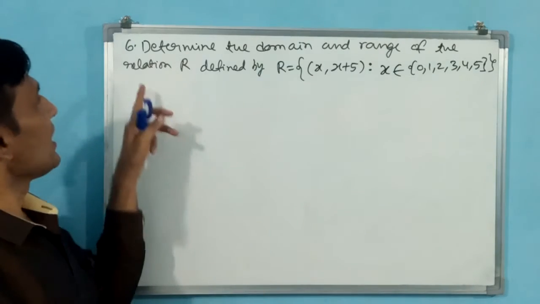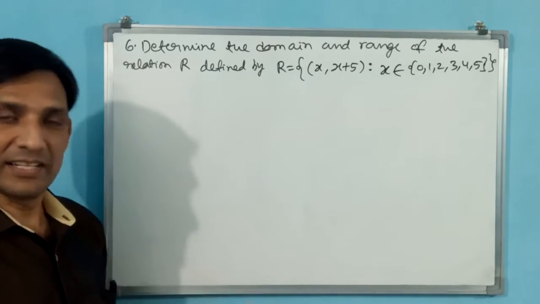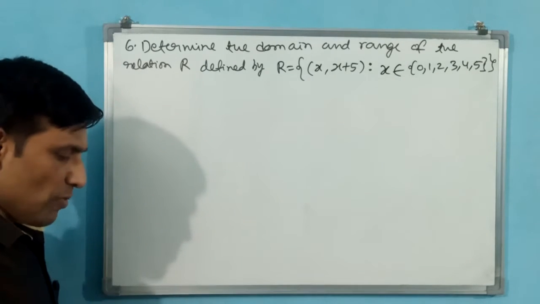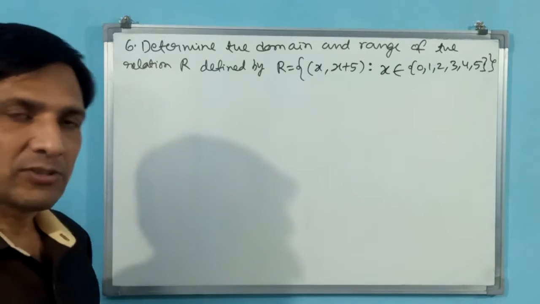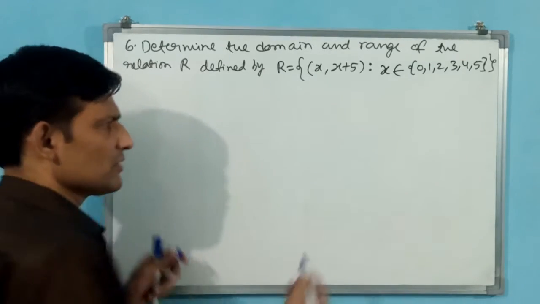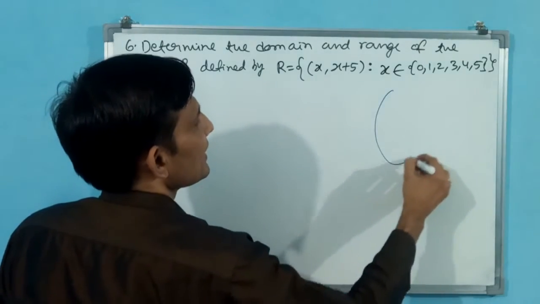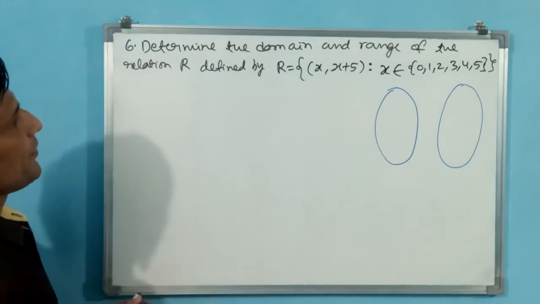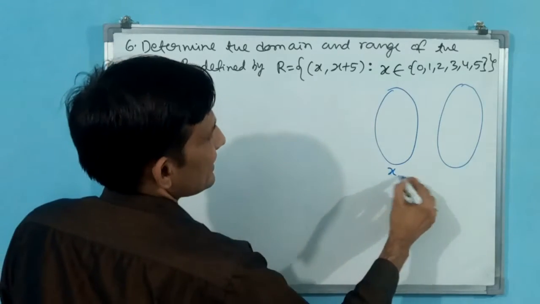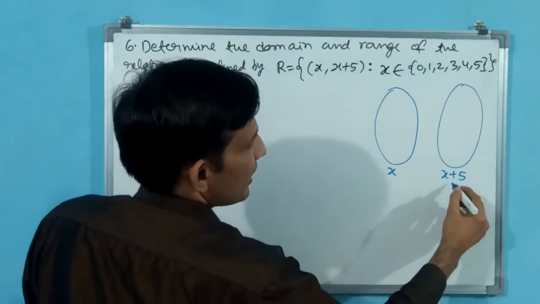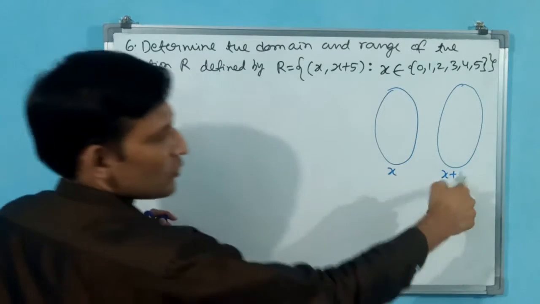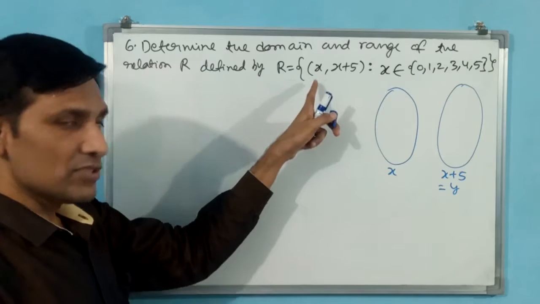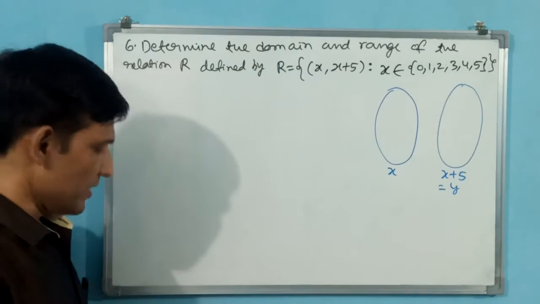Study carefully. He asked us to write only domain and range, that's all. Domain and range you have to decide. Can we decide domain and range without writing the set also? Yes, decide. I am putting it like this, you see here. Now what I am doing here: x, this is x plus 5. R in bracket y is equal to y only, no? When x comes, y comes. When a comes, b comes. That's all.